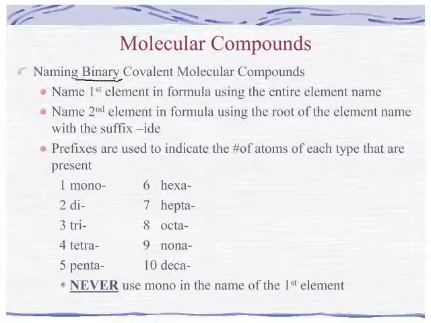And the one rule never, ever, ever is never use mono on the first thing. I mean, think about it. You've never heard monocarbon dioxide. We just say carbon dioxide. If you mention the element, it's assumed that you have one. But you do use prefixes for 2 through 10 for the first element and 1 through 10 for all of the second element, sorry.